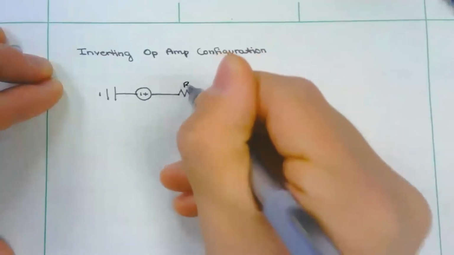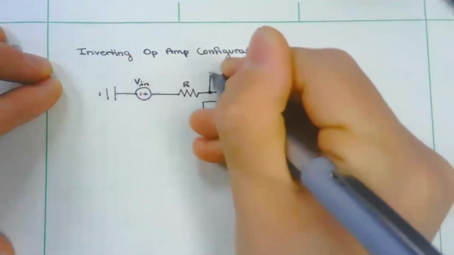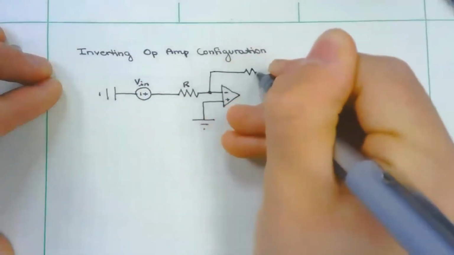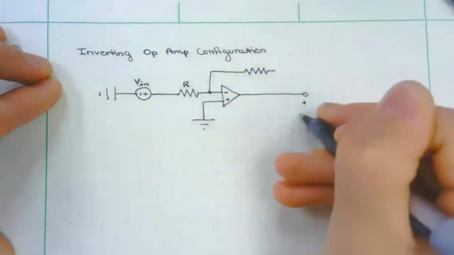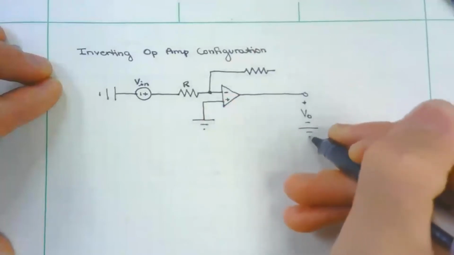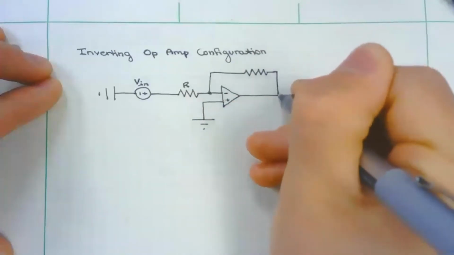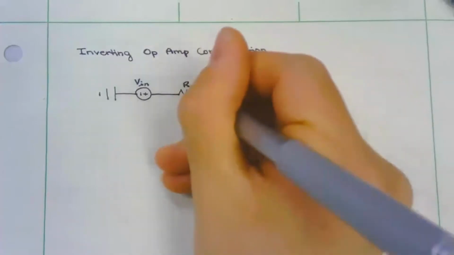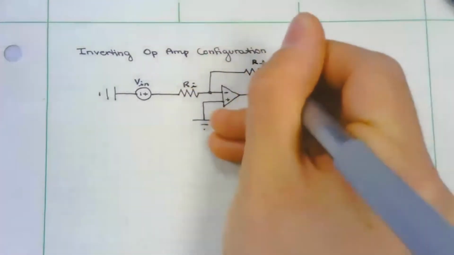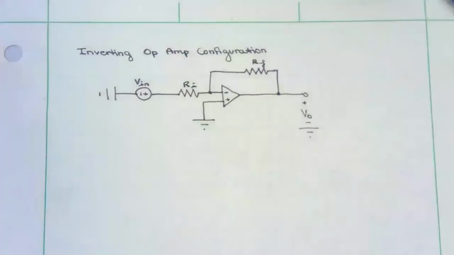We will have a resistor here. We'll name this Vn, and we're going to have a negative feedback going through a resistor connected to our output. So this is what a general inverting op amp configuration will look like. And we'll call these Ri and Rf.